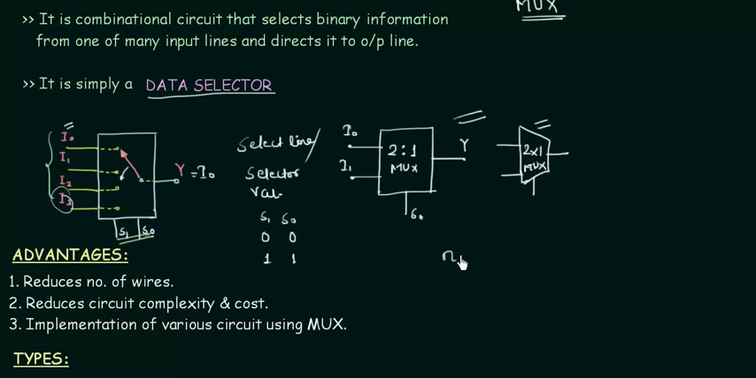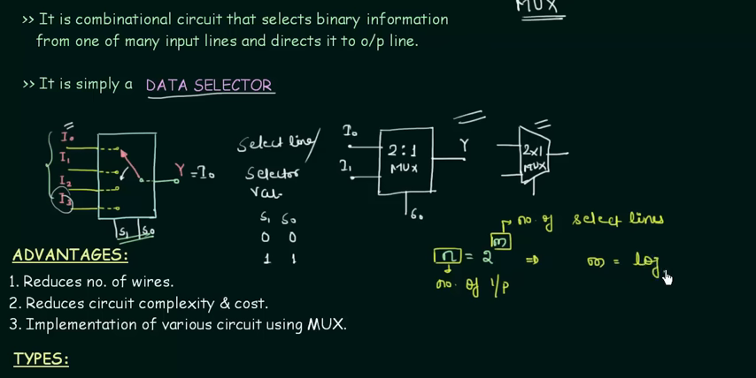Let's say n is the number of inputs and it is equal to 2^m, then m will give you the number of select lines, and n is your number of inputs. If I simplify it, it will be m is equal to log with base 2 of n. So this is the relation between the number of inputs and the selector variables. If n is the number of inputs, then m is the number of selector variables.